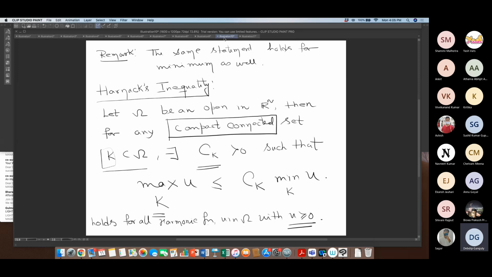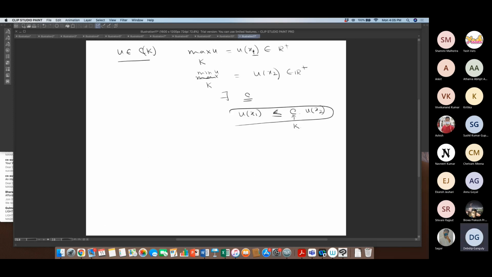Then this is a trivial inequality. It must be a trivial inequality, right? But why are we calling this a Harnack inequality? I always say that this is one of the most beautiful and most important inequalities in analysis. So why? Is the constant independent of u? Exactly. Excellent. If you see here, these constants depend on the compact set as well as the function u.